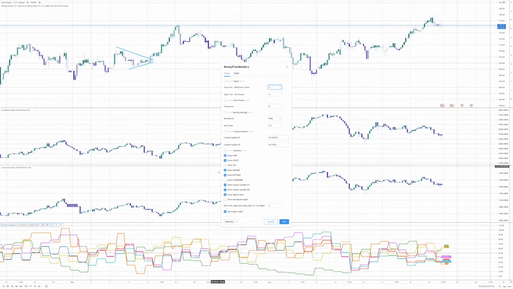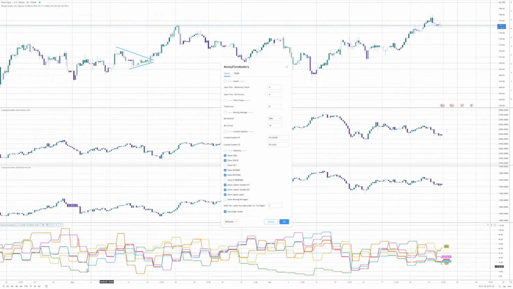Here we have visibility. We have show custom symbol 1, show custom symbol 2, and show signal lines. If we show the moving averages and then click anywhere here, we will receive the moving averages for each of the lines, which are a little more opaque for clarity. But for the moment, we're going to turn off the moving averages and keep it all nice and clean. We have bright mode on because we're on a white chart.